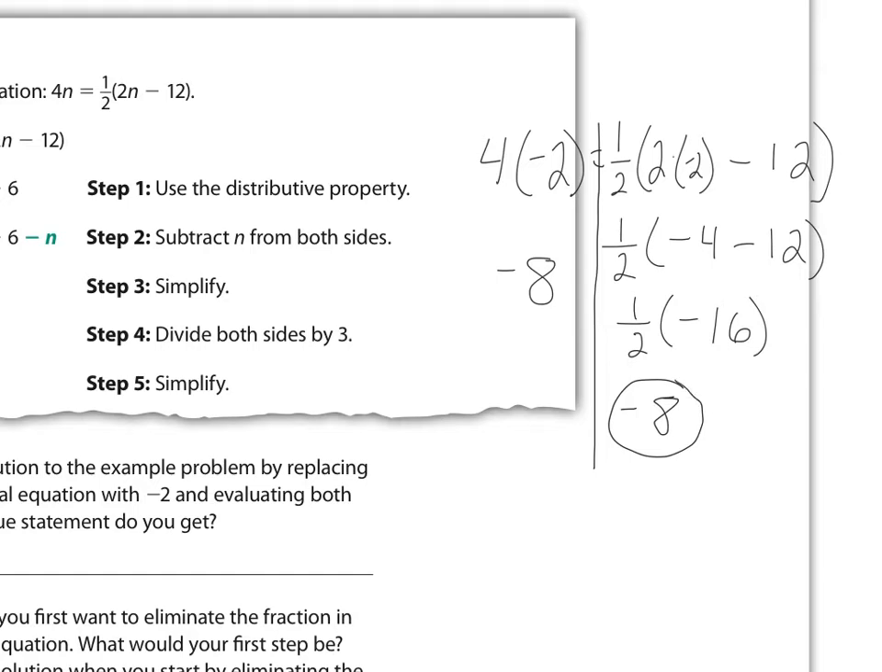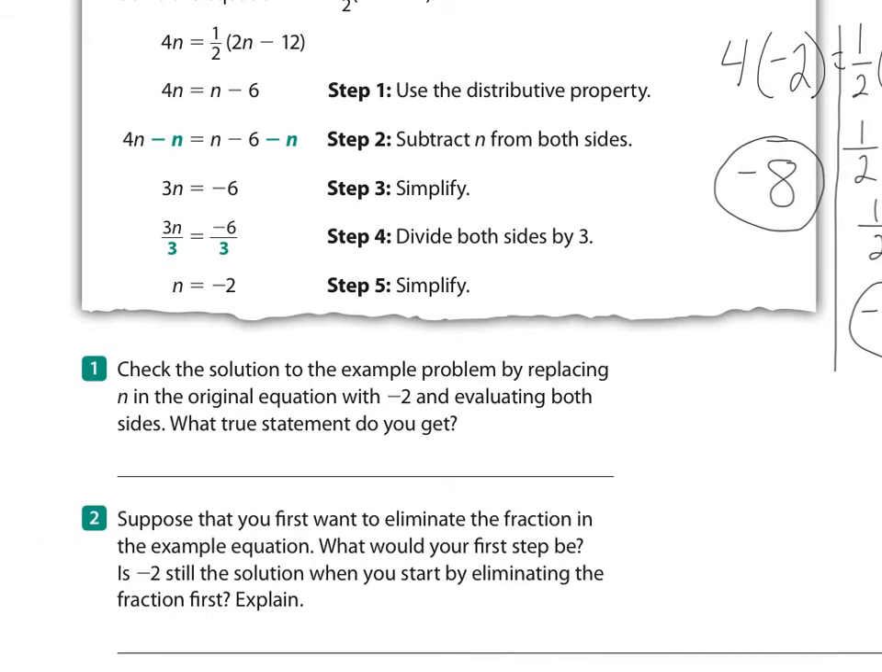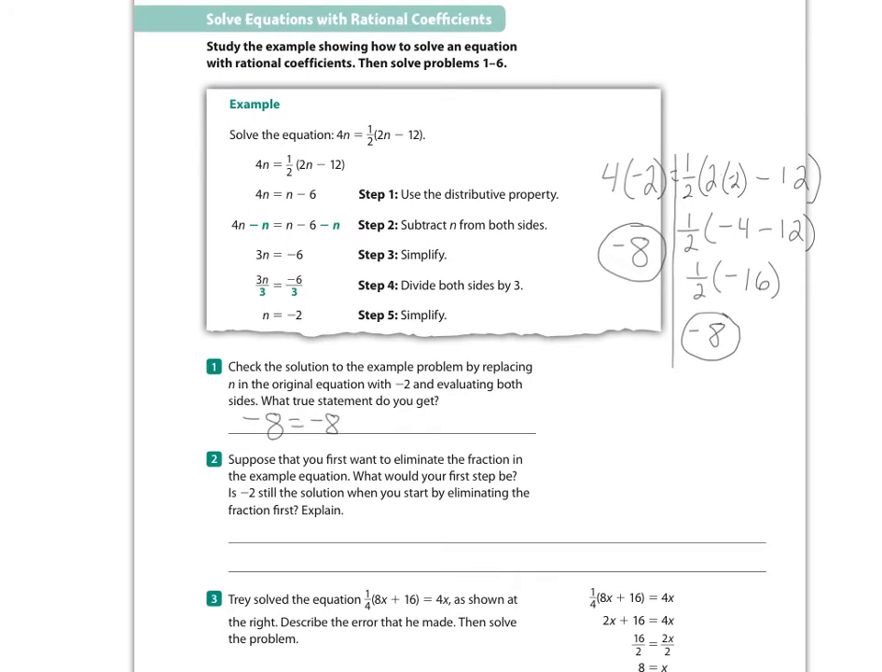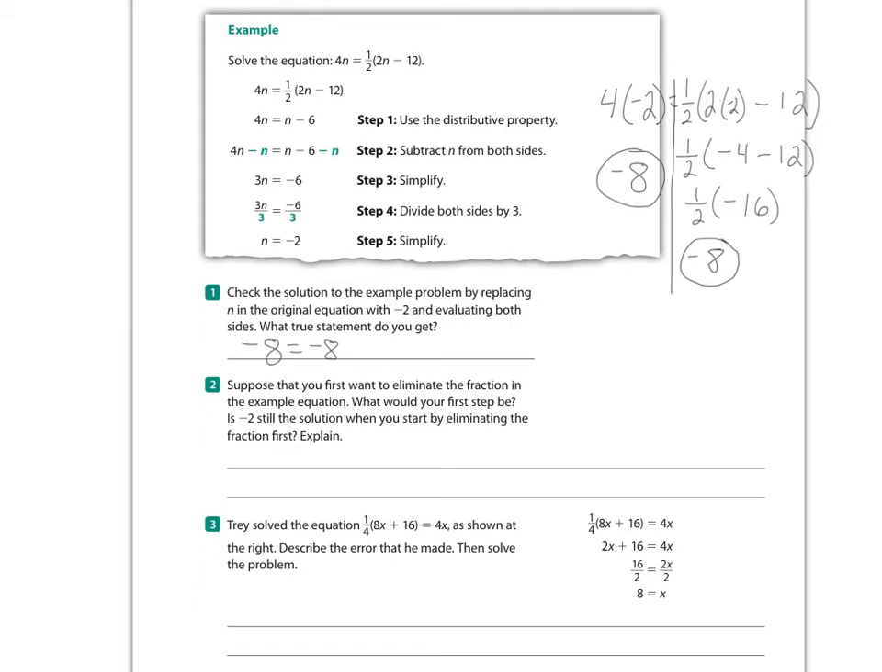What do you notice? Right-hand expression, value of -8. Left-hand expression, value of -8. What true statement do we get? The statement is that -8 equals -8, which means the correct answer to the equation is -2, because both sides of the statement are -8. Number 2, lucky for you guys, we're going to put a lovely X through that. We're going to skip that one because we don't have to worry about it for now.